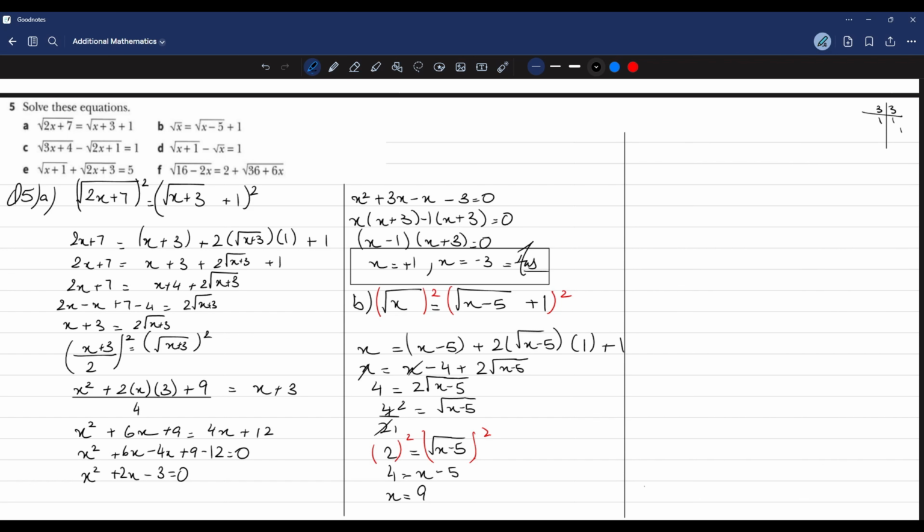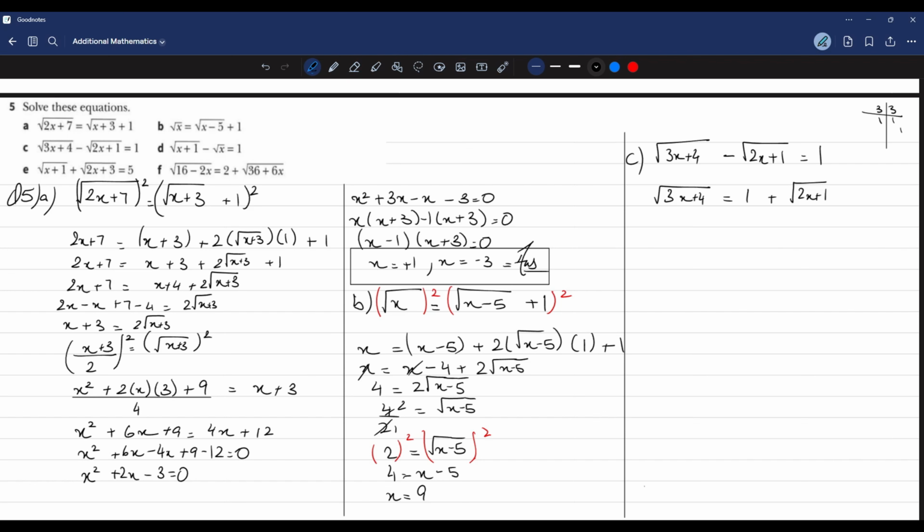For part C, we have under root of 3x plus 4 minus under root of 2x plus 1, and that is supposed to be equal to 1. Now what I'm going to do is change this equation a bit. Rearrange this equation. I'm going to get under root of 3x plus 4 is equal to 1 plus under root of 2x plus 1.